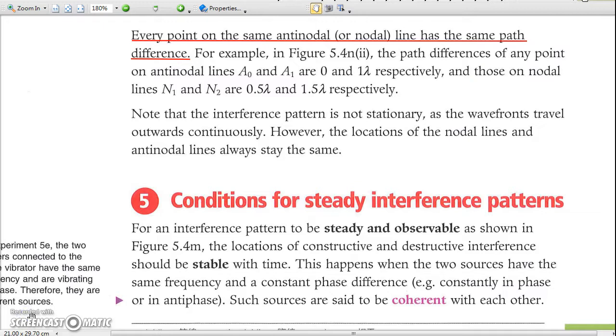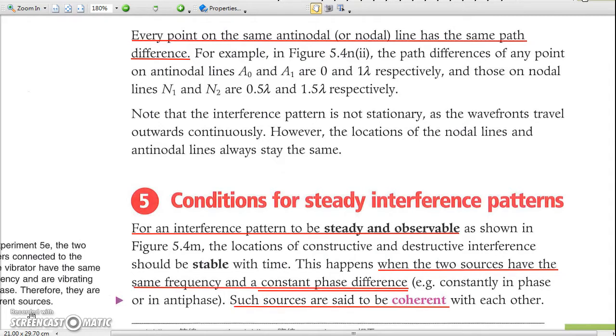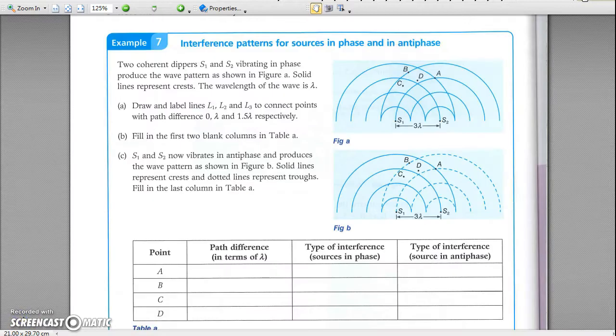5. Conditions for steady interference patterns. In the above discussion, the sources S1 and S2 are driven by the same motor, and so they are vibrating in phase, so that they must be coherent. What if they are in antiphase? In example 7, interference patterns of sources in phase and in antiphase.